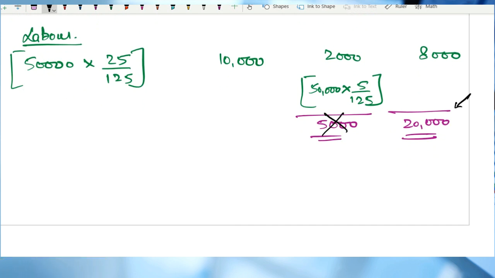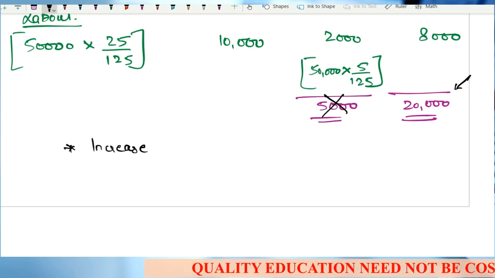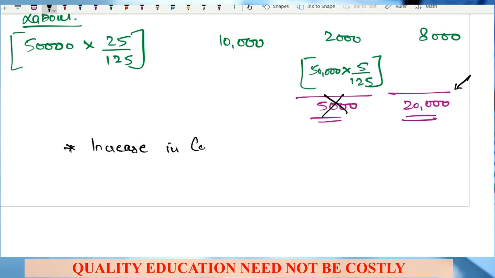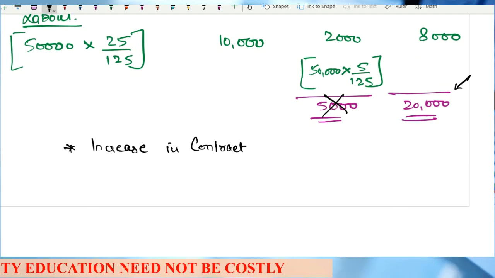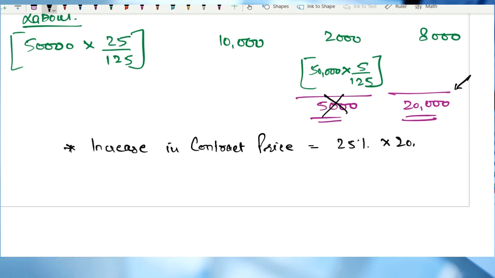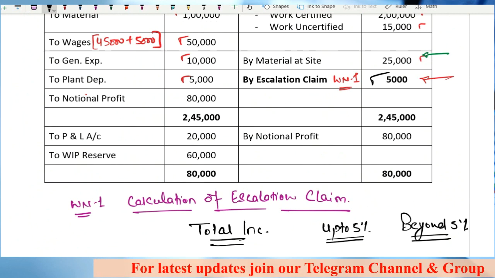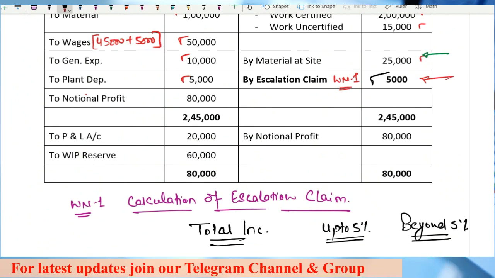No, sir. What is going to be my increase in contract price? I'm not going to pay the full 20,000. What I'm going to pay is 25% of 20,000. This will be my claim, that is rupees 5,000, right? So here becomes my escalation claim, that is 5,000 rupees.